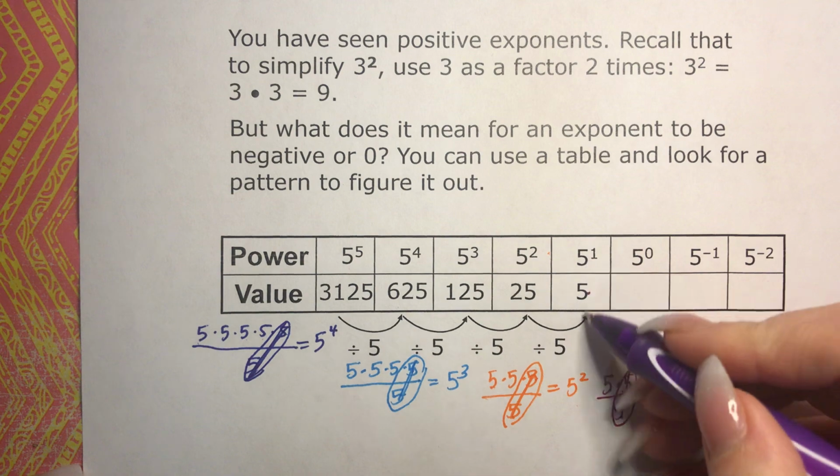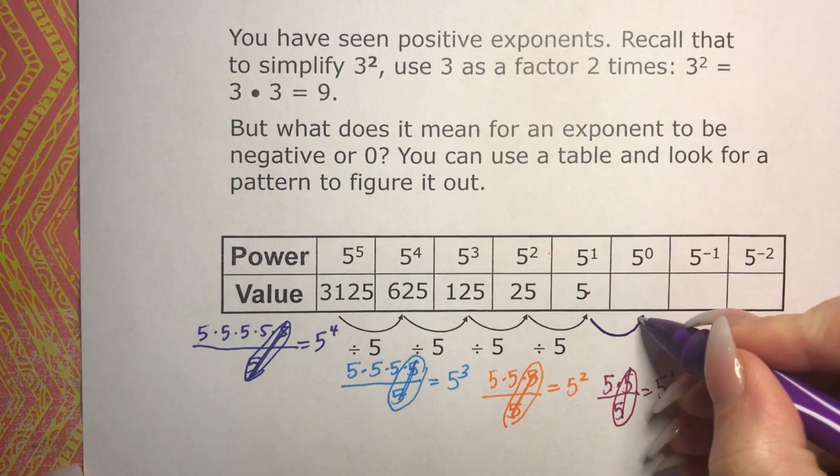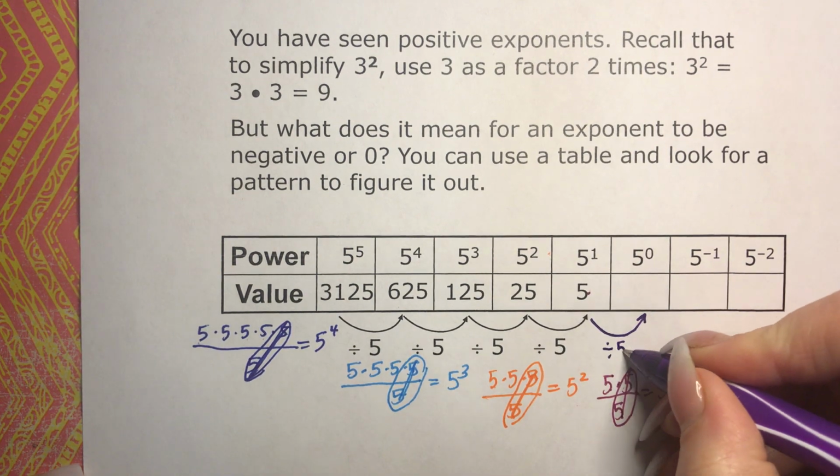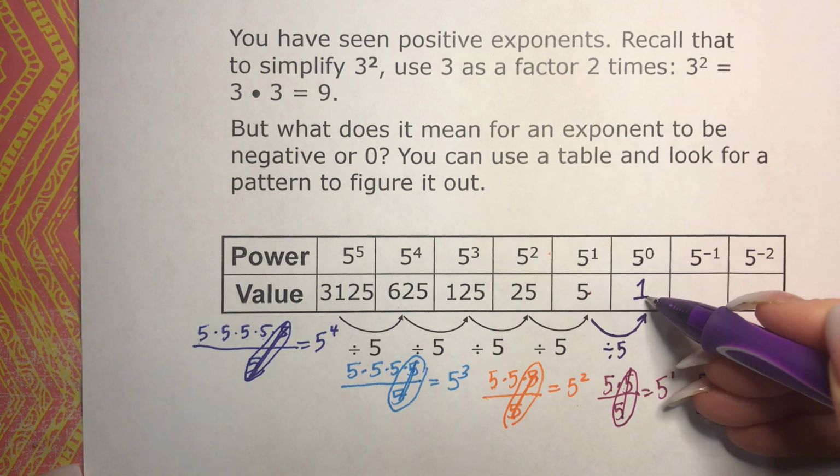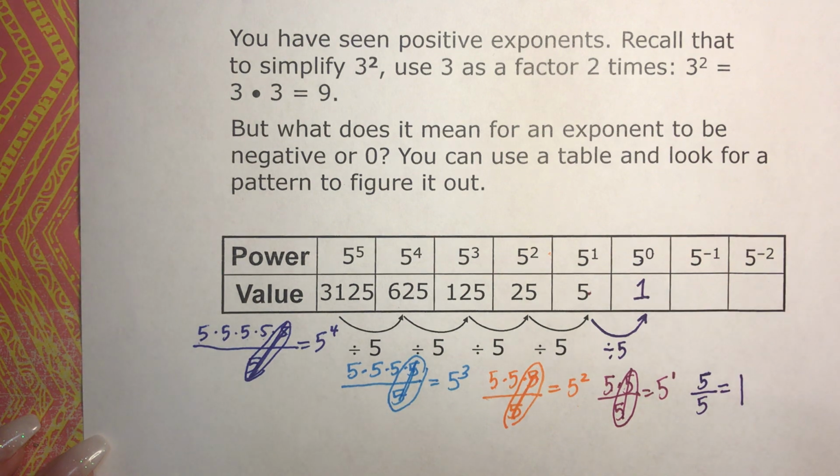And that's why if you take 5 to the 1st power and you divide it by 5 again, you end up with 1, which means 5 to the 0th power is equal to 1.